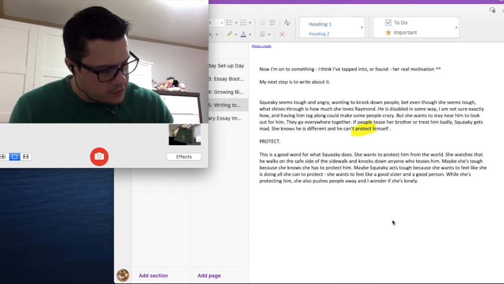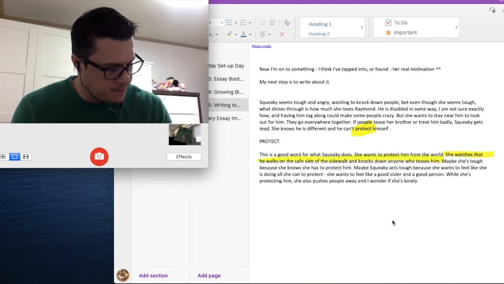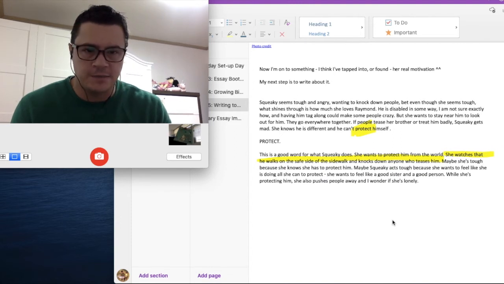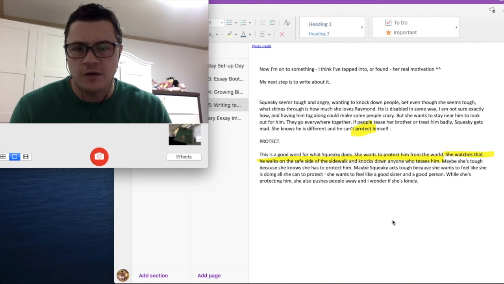She watches that he walks on the safe side of the sidewalk and knocks down anyone who teases him. Okay, maybe she's tough because she knows she has to protect him. Maybe Squeaky acts tough because she wants to feel like she's doing all she can to protect. She wants to feel like a good sister and a good person.